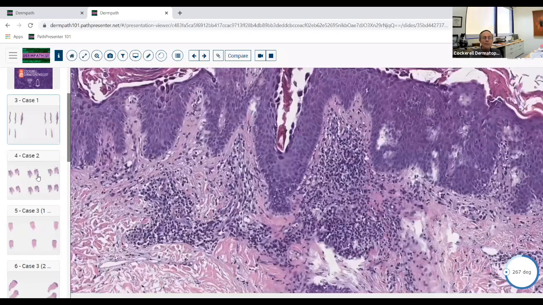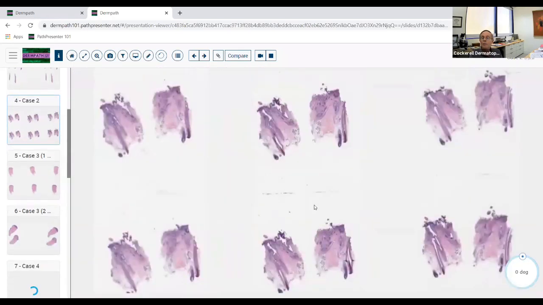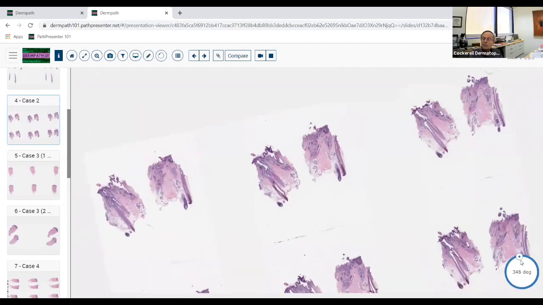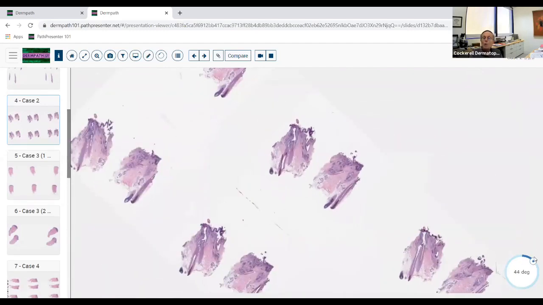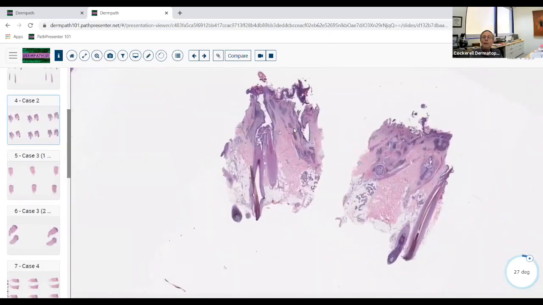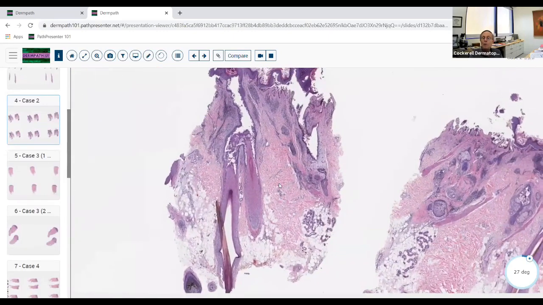Okay, let's move on to the next case. And we're still in the category of immunobullous acantholytic disorders. So again, this is not a quiz. These are known cases, if you will. And let's go to higher magnification. This one right here, beautiful example. We'll show both of these two slides.